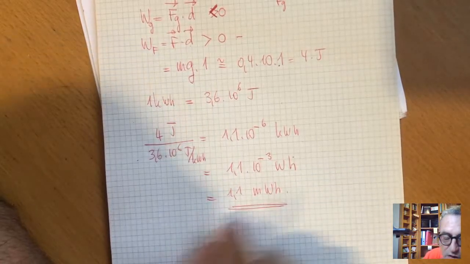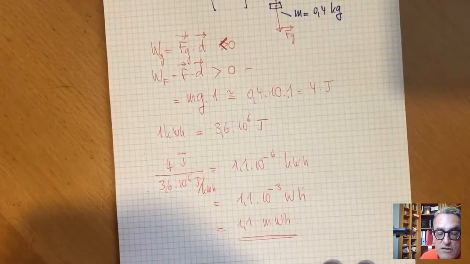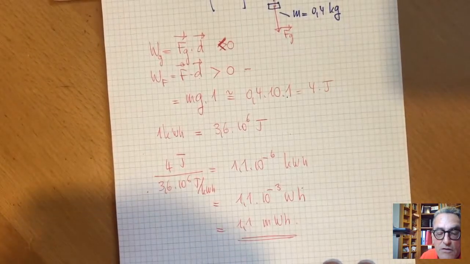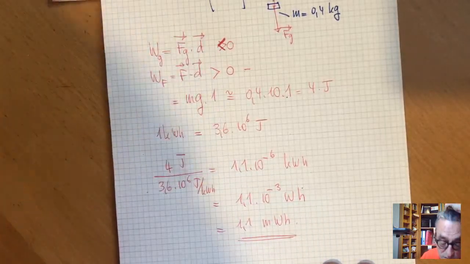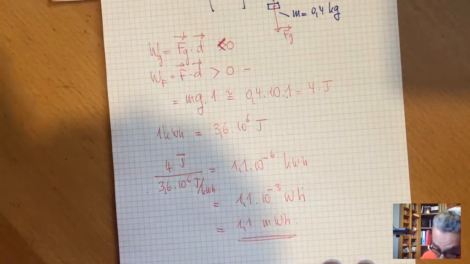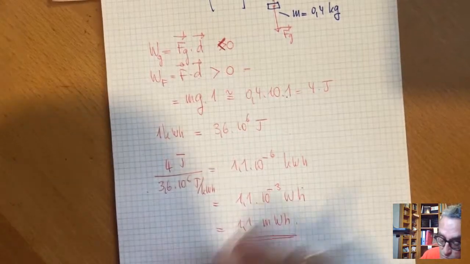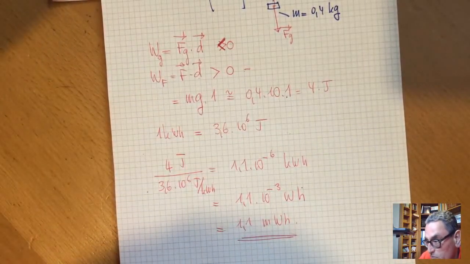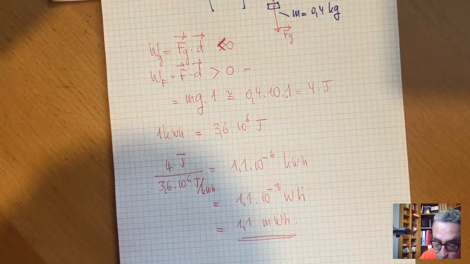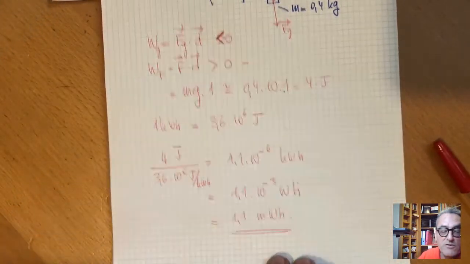Okay, we find this result, which is nicely compatible with the one in the book, except that in the book I guess they took a different mass, so it gives a result which is slightly different, but it's the same order of magnitude, so we're happy. Good, now let's go to exercise 2.